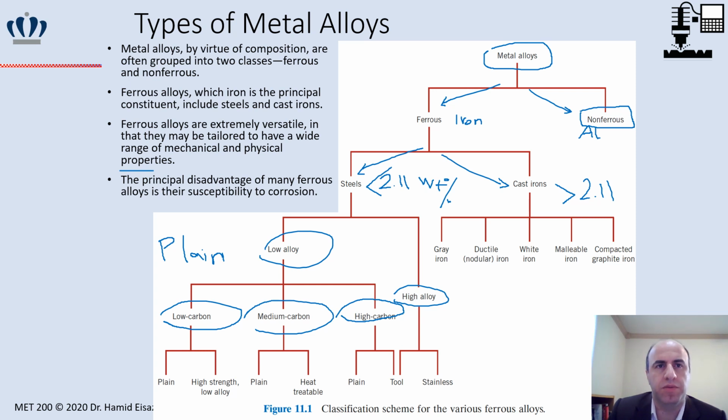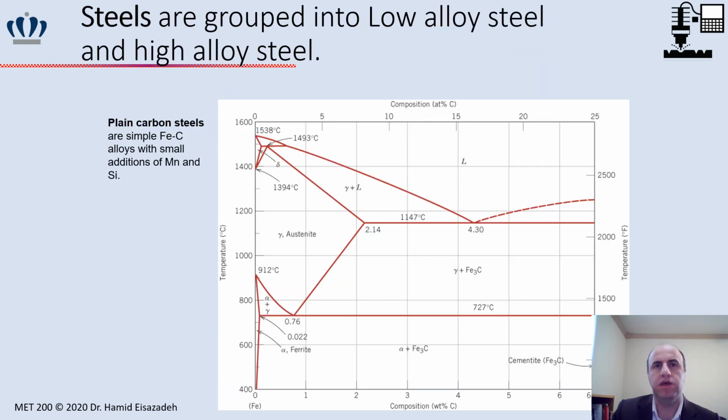The principal, or main, disadvantage of ferrous alloys is that they are susceptible to corrosion. But this concern can be addressed when we are dealing with high alloy steel, like stainless steel. In the previous lecture, we mentioned that steel is an iron carbon alloy, and steels are divided into two categories: low alloy steel and high alloy steel.